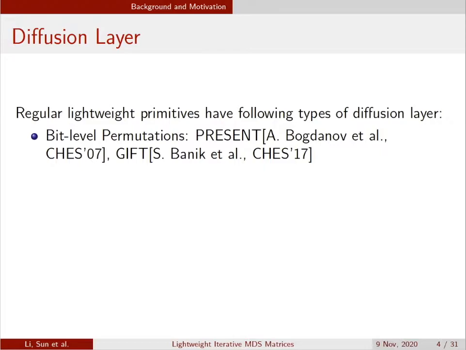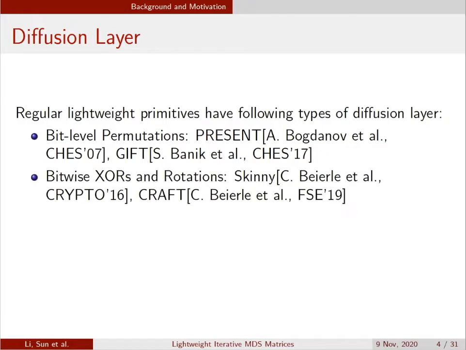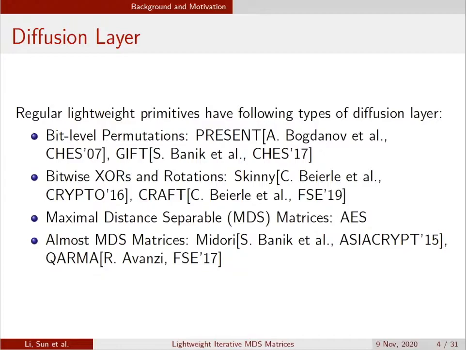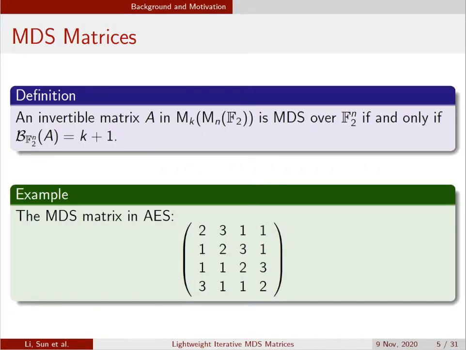Regular lightweight primitives have the following types of diffusion layer. The first is bit-level permutations, such as PRESENT and GIFT. The second is bitwise XORs and rotations, such as SKINNY and F-CRAFT. The third is maximal distance separable, or MDS matrices, such as AES, the famous example. And the last is generalized from MDS matrices, called almost MDS matrices, such as Midori and Kolma. By definition, an invertible matrix is MDS over m-bit words if and only if the branch number of the matrix equals k plus 1, or the dimension plus 1. Here is an example of an MDS matrix in AES. By the way, it's also circulant.